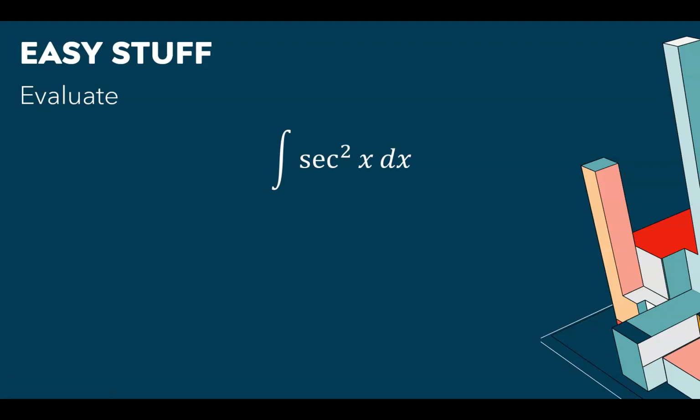We're just going to evaluate the indefinite integral of secant squared x dx, which means we're trying to find the antiderivative of secant squared x with respect to x. Or another way to say that is, what function has the derivative secant squared? Tangent of x. And like I said, don't forget plus C.